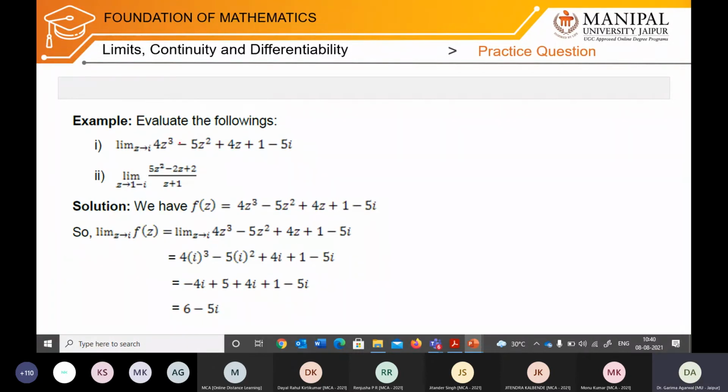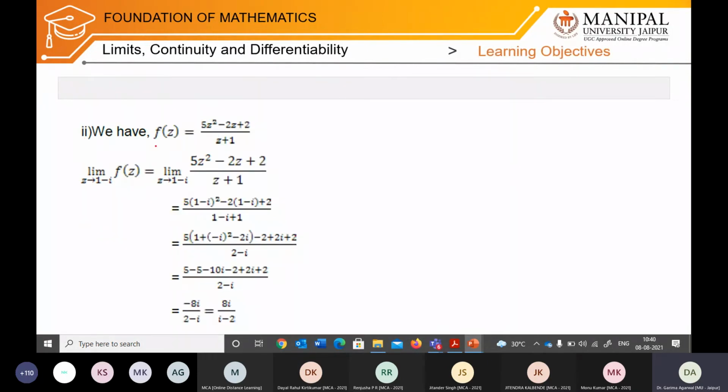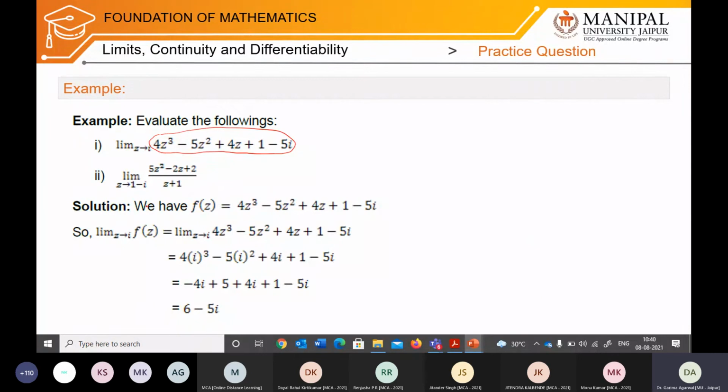For example, if we want to evaluate the limit for this function when z tends to iota, what will we do? We'll just substitute the value of z, that is z tends to iota. Iota cube will be minus iota, iota square is minus 1. Because of this minus, it will convert into a positive sign, and this is the limit.